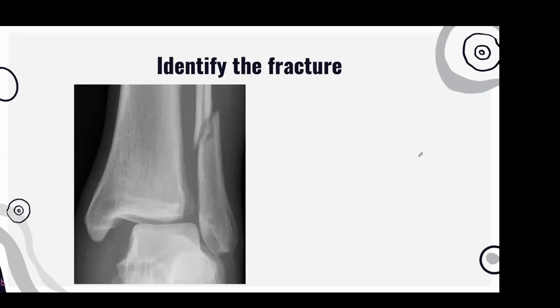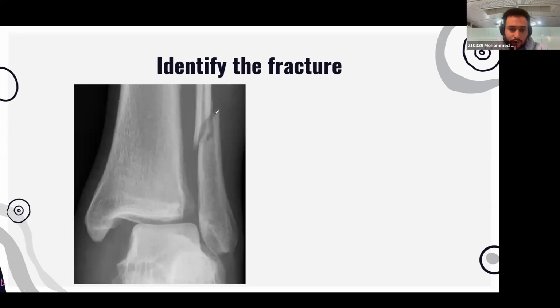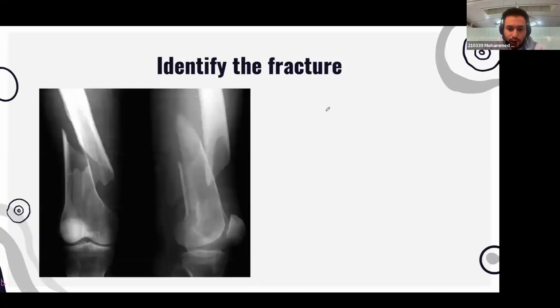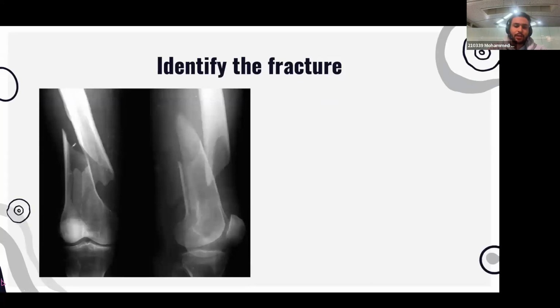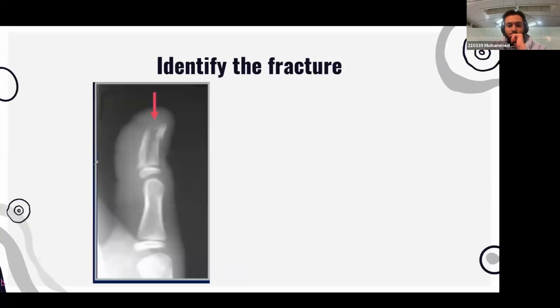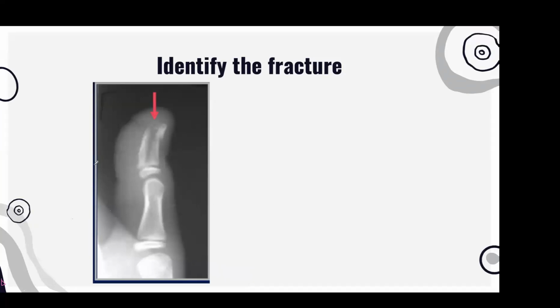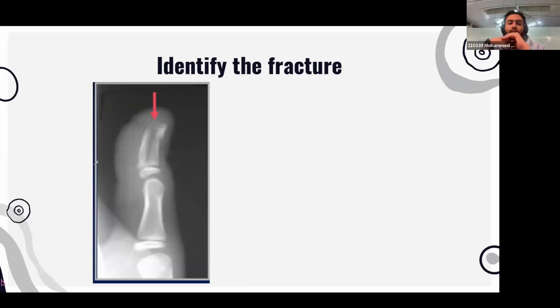Oblique. Perfect. Going diagonally. Next, spiral. Good. It's going around like this. You can see it's spiraling around the bone shaft. Perfect. This one. Longitudinal. Good. Perfect.